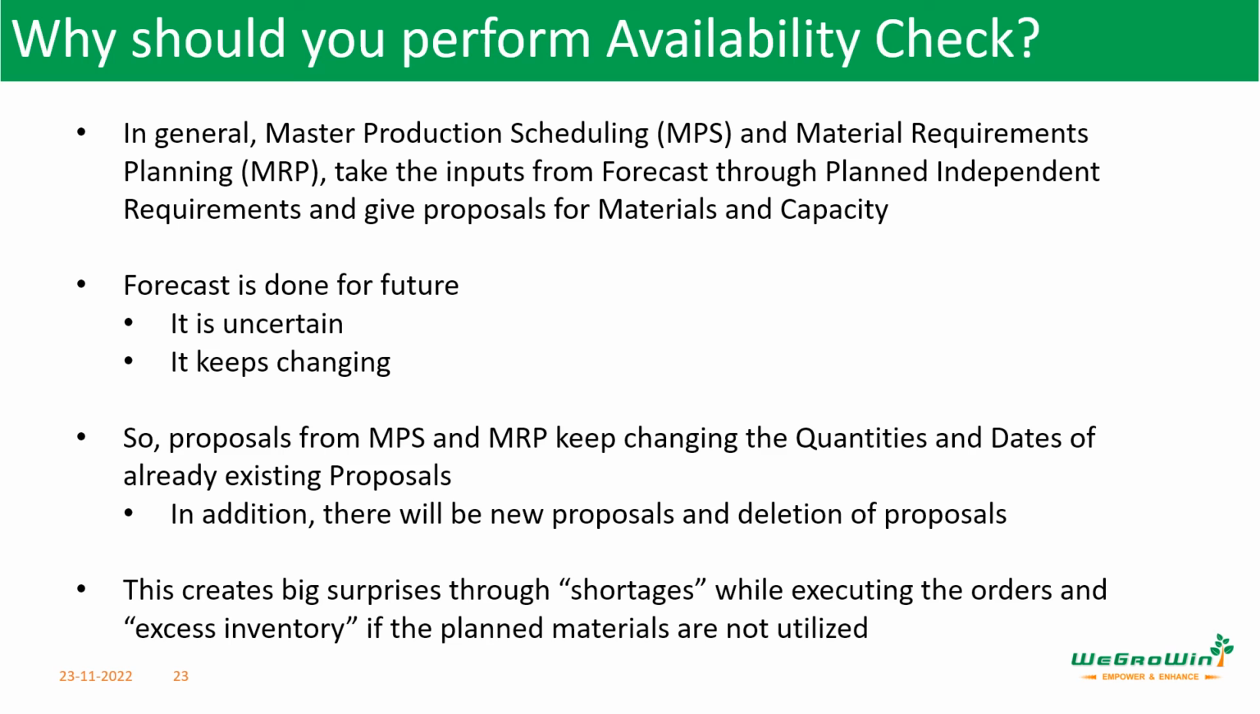In general, master scheduling and material requirement planning take input from forecast. We know forecast is done based on the future, which is uncertain and keeps changing. So the proposals coming from MPS and MRP keep changing. The quantities and dates of already existing proposals also will change. In addition to this, we'll get a lot of new proposals. These things create big surprises through shortages while executing the orders, and also may lead to a lot of excess inventory if the planned materials are not utilized properly.